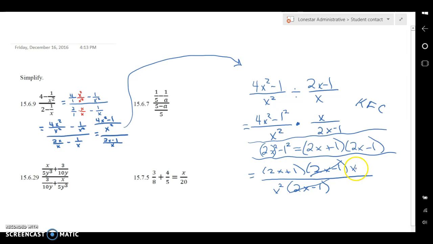Also, this x and this x squared, one of the x's down here goes away, and we're left with x in our denominator. So our final answer is 2x plus 1 over x. And I recommend you circle what's left so you don't leave anything out. So let's write that in here. 2x plus 1 over x.